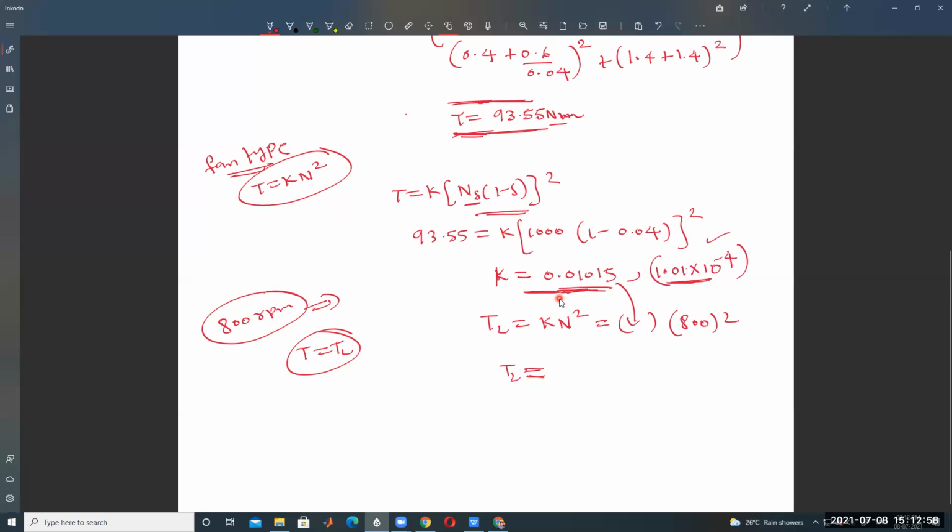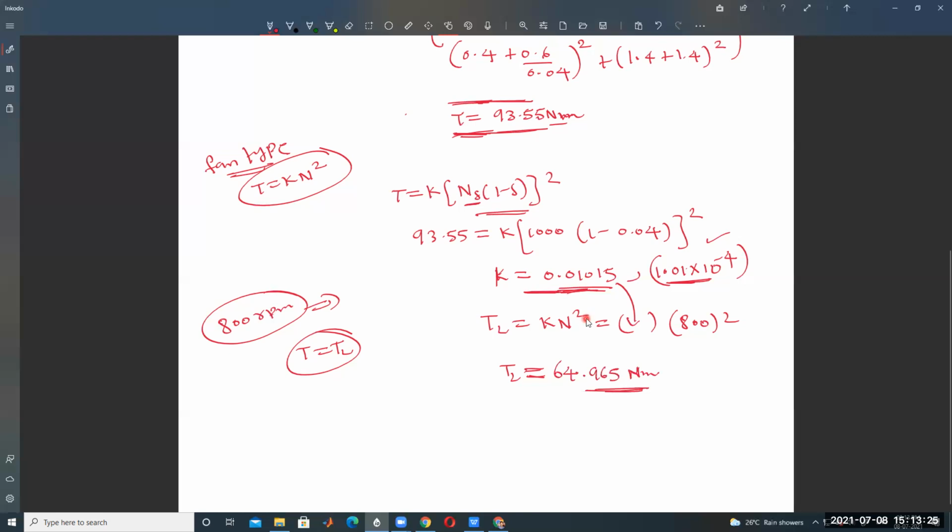I got 64.96 Newton meter. Is it right or not? Check it. 64.965. Yes. Okay. Your number 208. Yes, sir. And then 209. Yes, sir.